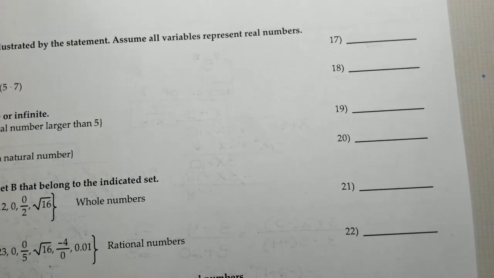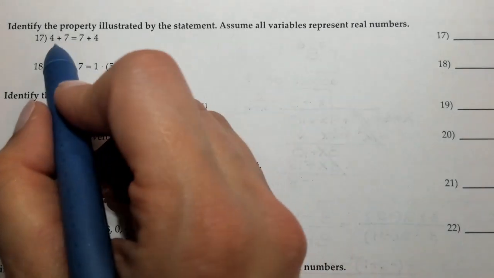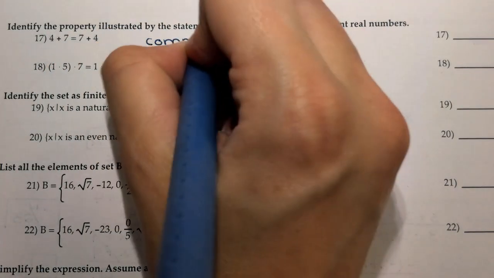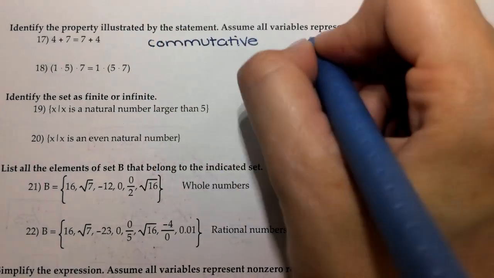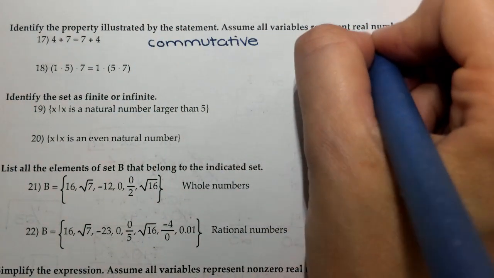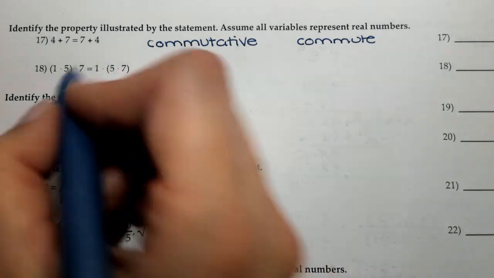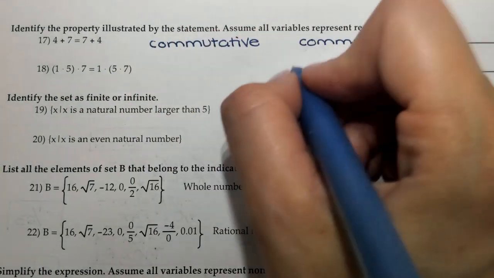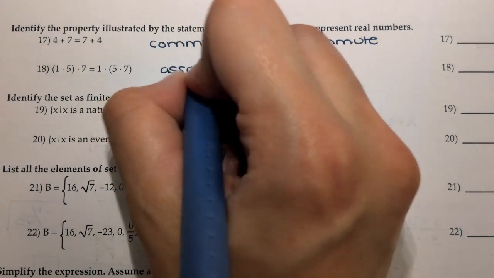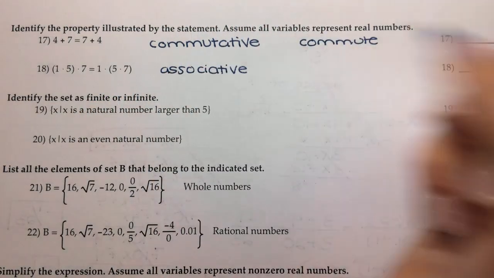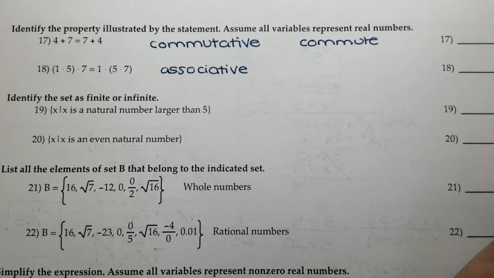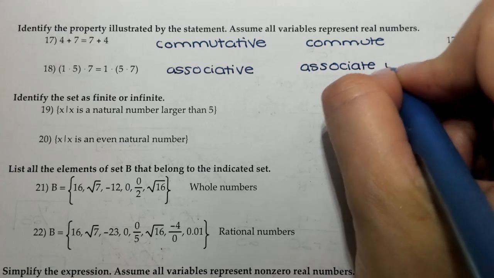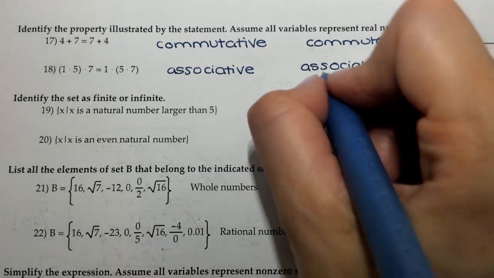Looking at the back, identify the property illustrated. So right here, we've just changed the order, which is your commutative. Think of a commute, which is like your drive. This one, the order hasn't changed, the grouping has changed, and that is your associative. Make sure that you think about who you associate with. Grouping.